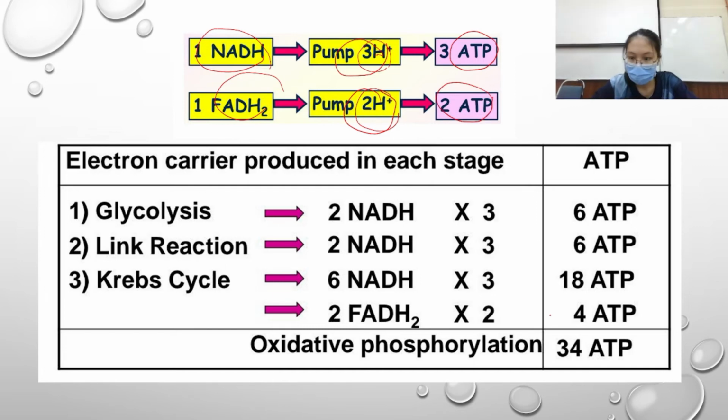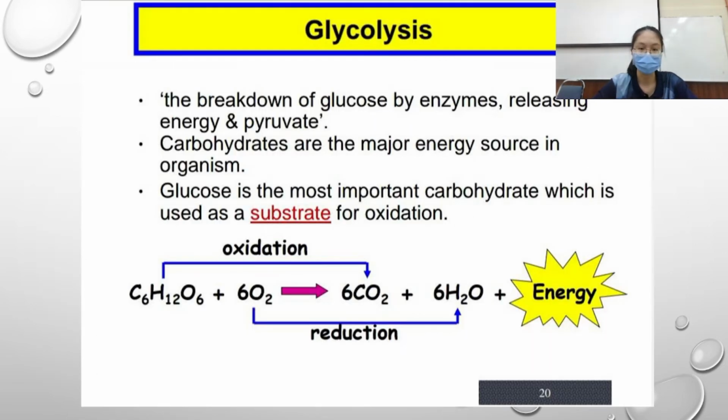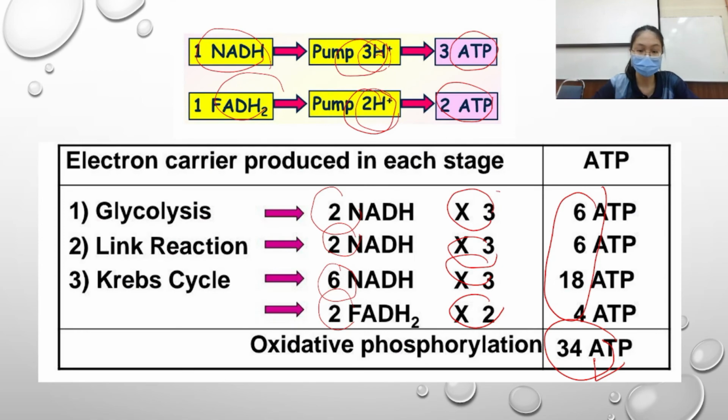Okay, so after all, we can conclude that oxidative phosphorylation can form 34 ATP because there's 2 NADH from glycolysis, 2 NADH from the link reaction, 6 NADH from the Krebs cycle, and 2 FADH2 from the Krebs cycle. So we multiply NADH by 3, FADH2 by 2, and we can get the ATP. And finally, we get 34 ATP. Alright, so that's all for oxidative phosphorylation.